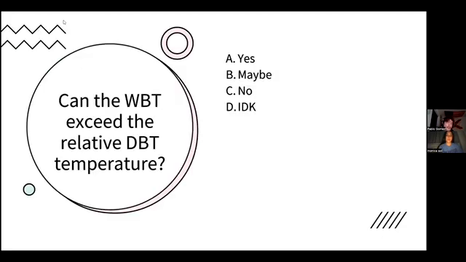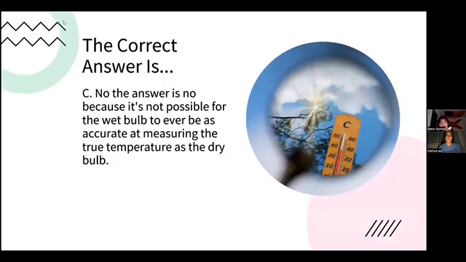Can the wet bulb temperature exceed the relative dry bulb temperature? A, yes. B, maybe. C, no. Or D, I don't know. I hope you didn't guess D. So the right answer is C. The answer is no, because it's not possible for the wet bulb to ever be as accurate at measuring the true temperature as the dry bulb.